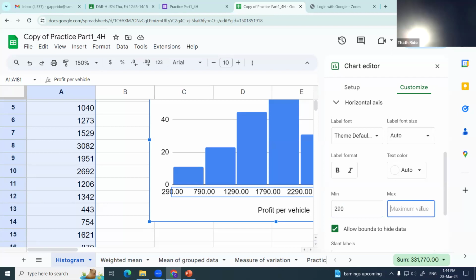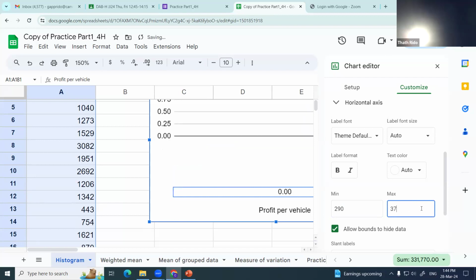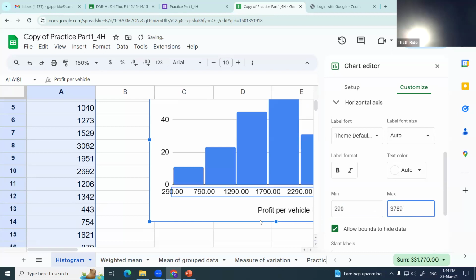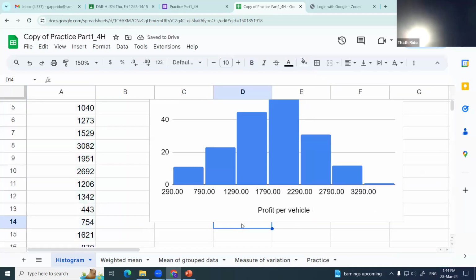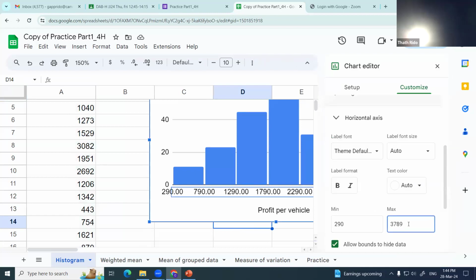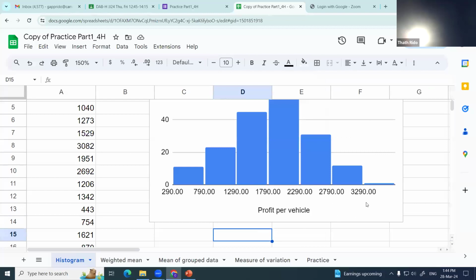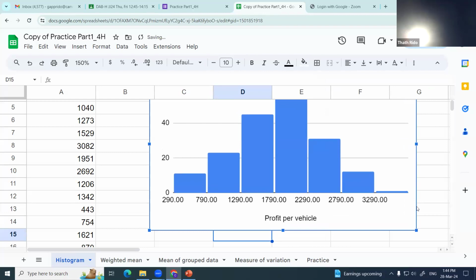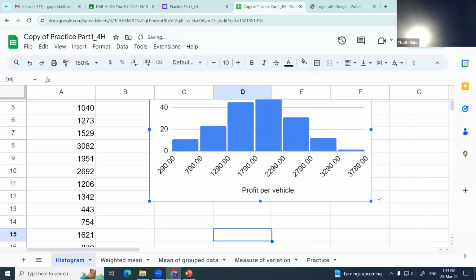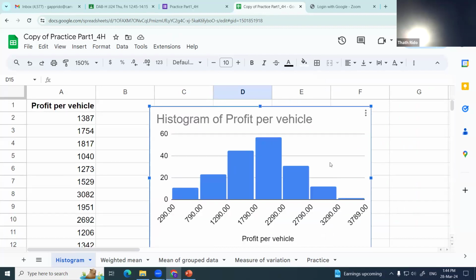The largest one is 3,789. So this is the histogram that we want.